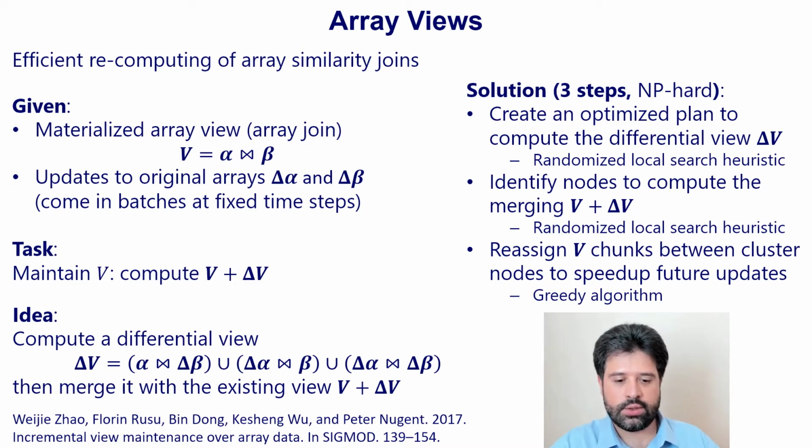The solution consists of three parts. First, create an optimized plan to compute the differential view delta V. After that, identify nodes to compute the merging. Finally, reassign view chunks between cluster nodes. In this way, it's possible to reduce the computation and communication cost of array view maintenance.